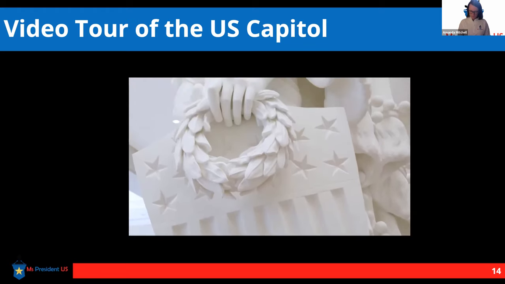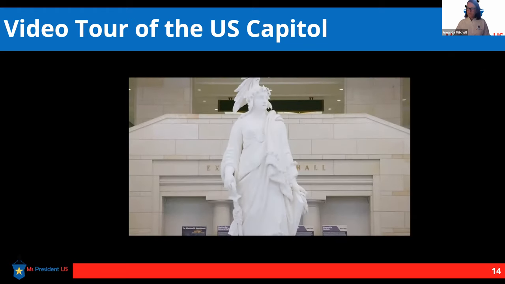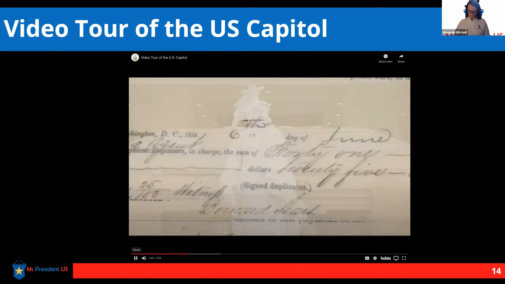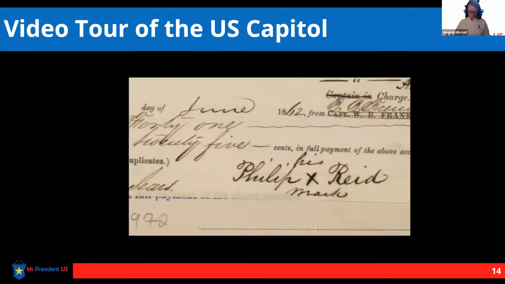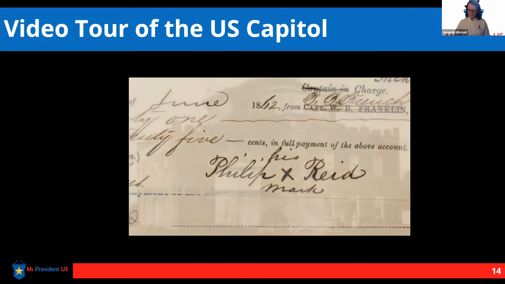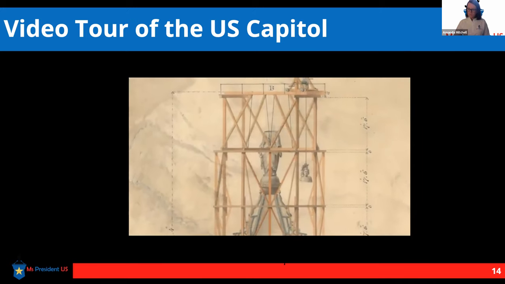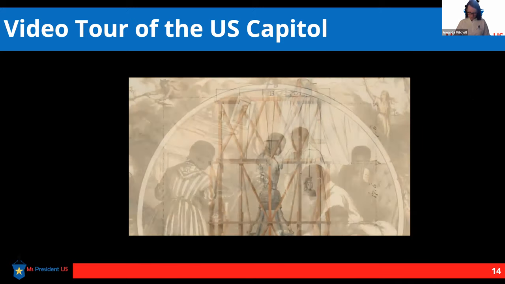After the model arrived, there was a problem. How to make this huge statue in bronze? It was Philip Reed, an enslaved man, who figured out how to take the model apart so that the foundry could cast it. By the time the statue was placed on the dome, Philip Reed was a free man.